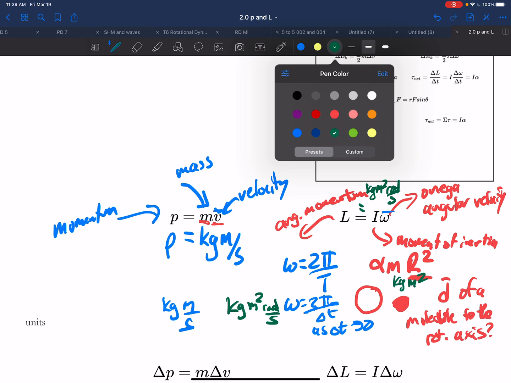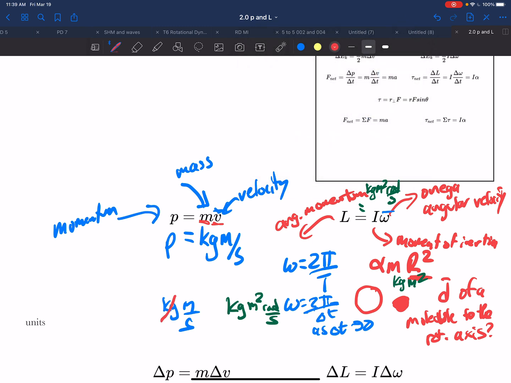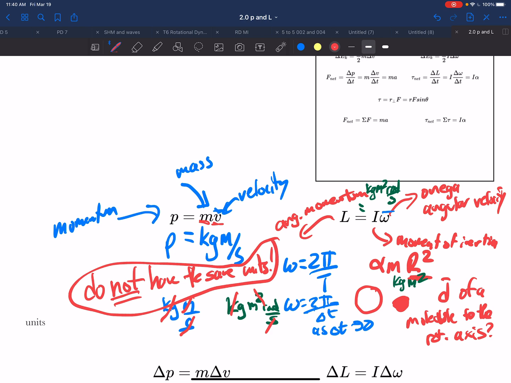So let's cross off the things to see if we have the same units. Kilograms, kilograms, per second, meter, and meter squared. Meters and meters squared. So they do not have the same units. That's important for us to understand. They do not have the same units.